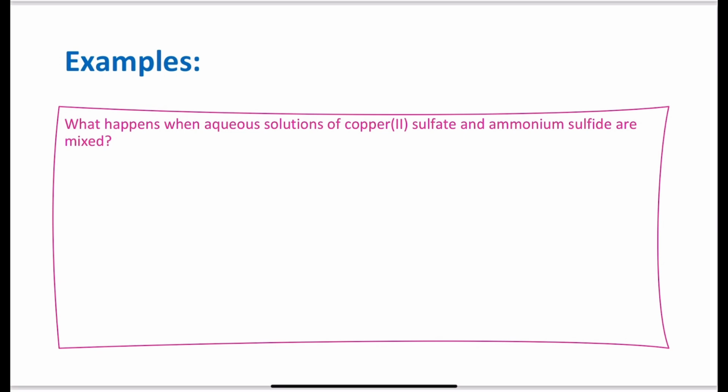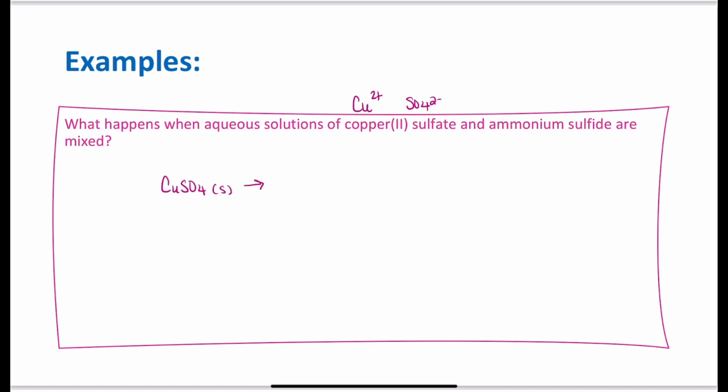Okay, on this one, I'm not going to draw the picture, but I recommend you try it yourself. I think it can help you guys really see what's happening in solution. But what happens when aqueous solutions of copper(II) sulfate and ammonium sulfide are mixed? Well, copper(II) means Cu2+. Sulfate is SO4 2-. So I've got CuSO4. Sulfates are usually soluble. This is not an exception to that.